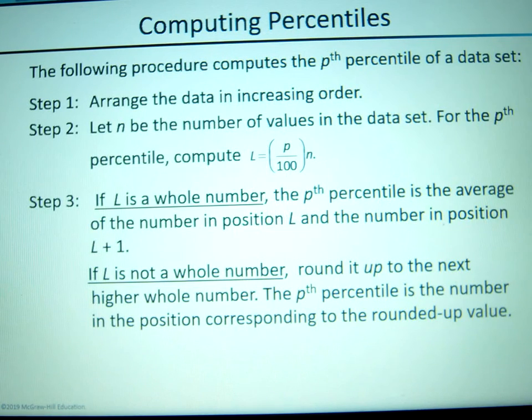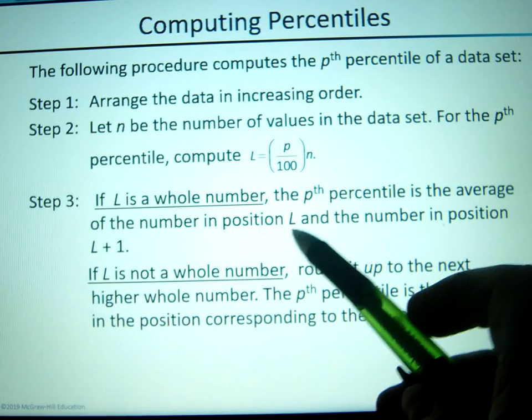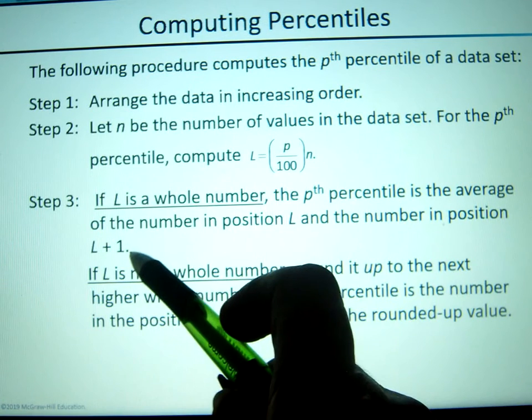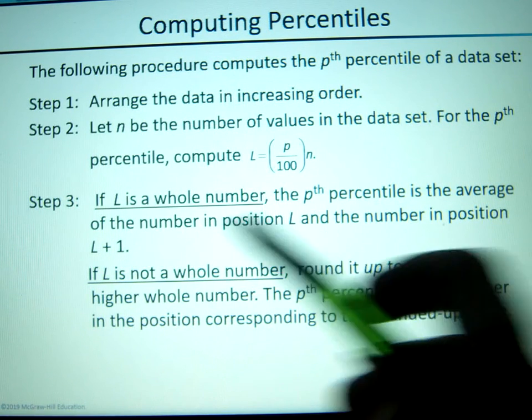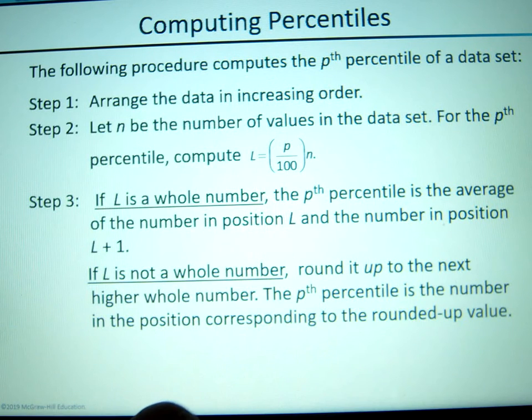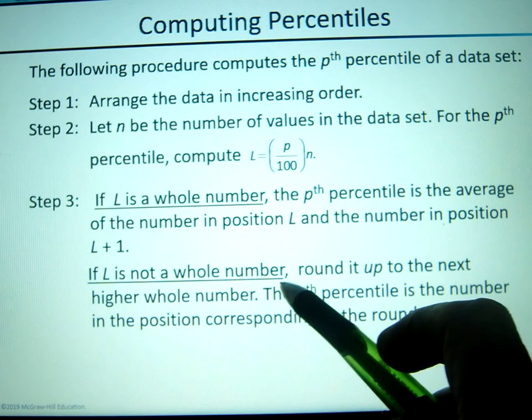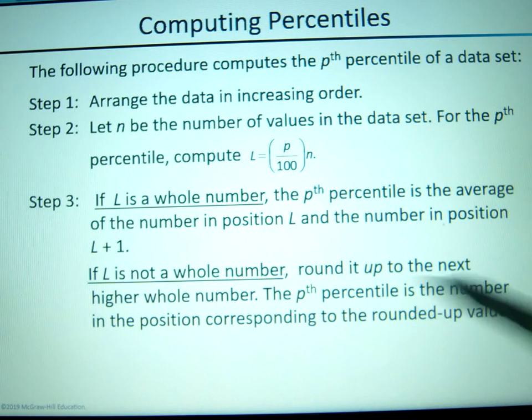Once again, if L is a whole number, we're going to take the average of L and the next one up. So, say you get 10, so you're going to use 10 and 11 and take the average of the two. If it's not a whole number, then we're going to round it up to the next higher number, and the pth percentile is the number in the position corresponding to the rounded up value.